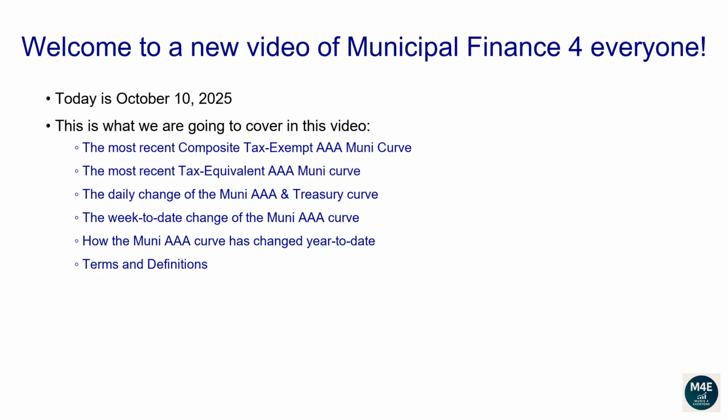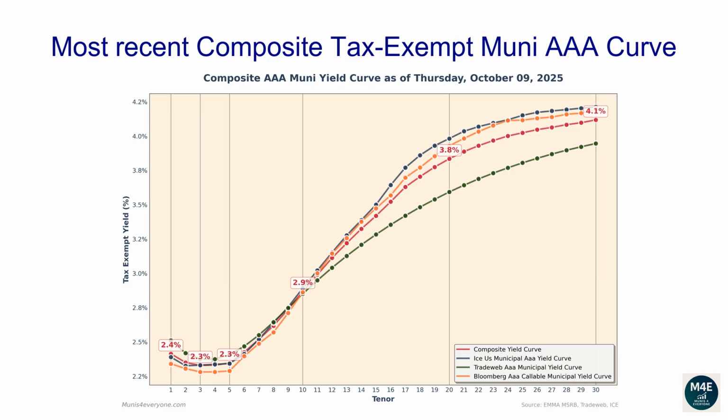Terms and definitions. Let's go over the most recent composite tax-exempt Muni AAA curve. The following composite tax-exempt yield curve is based off the most recent ICE, TradeWeb, Bloomberg yield curves that are available on the MSRB website, plus some proprietary extra adjustments, as of October 9, 2025.